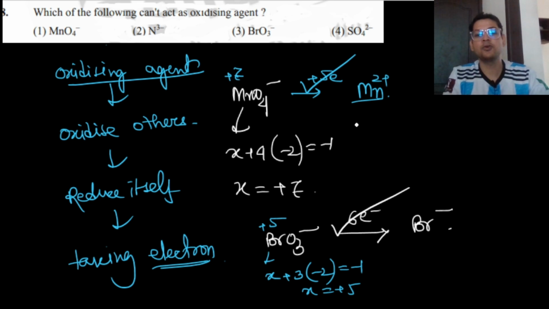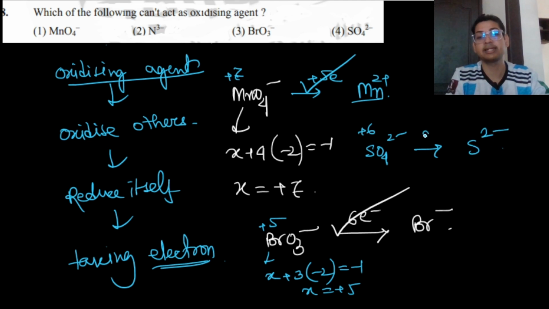Okay, SO4 2 minus. I am not doing the calculation. In SO4 2 minus, sulfur is in the +6 state. Can it take electrons? Definitely. It can go to S2 minus, taking 8 electrons. Definitely it can take electrons.